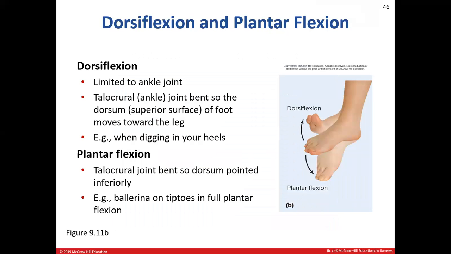We also have a couple of examples of movements that occur at the ankle, and this is going to be dorsiflexion and plantar flexion. Dorsiflexion is really limited to the ankle, as is plantar flexion. This is where the talocrural joint, or the ankle joint, is bent so that the dorsum of the foot moves towards the leg. The dorsum is the superior surface, so it's the top of the foot. In this case, we're pulling up. Basically you're trying to dig your heels into the ground.